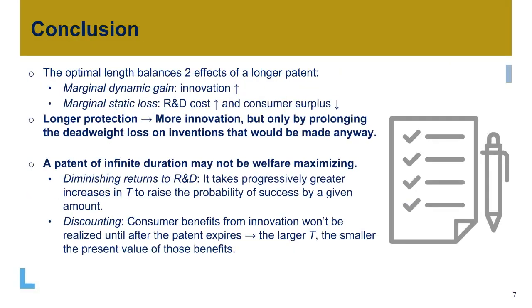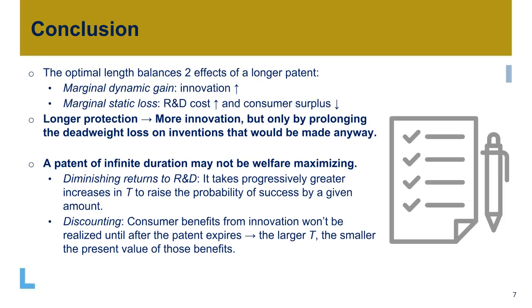To conclude, the optimal patent length balances two effects of extending protection. On the dynamic side, longer protection boosts innovation by raising the expected return from successful R&D. On the static side, it increases R&D cost and extends the period during which consumers face monopoly prices and deadweight loss. Because of diminishing returns to R&D, ever longer patents produce smaller and smaller increases in the probability of innovation.